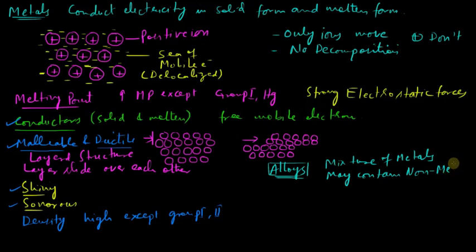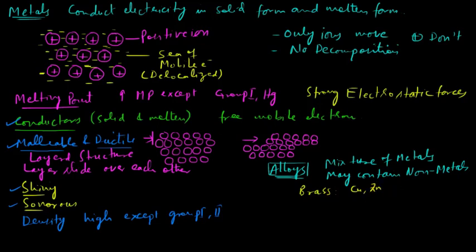So alloys are very common, like the taps in your washroom, they are made with brass. Brass is an alloy, and it contains two metals, that is copper and zinc. It's a mixture of two metals.